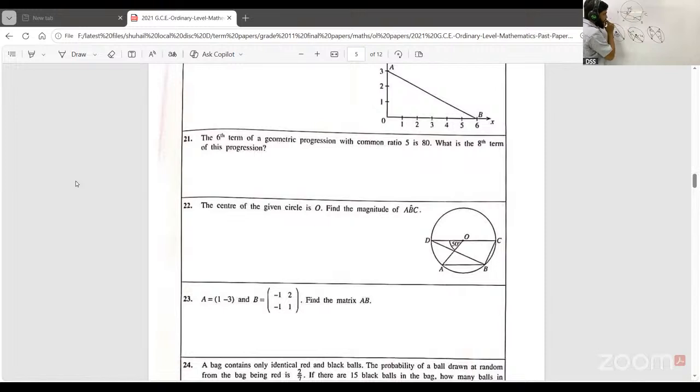The center angle is 50. Can you see? Make it from here. This angle should be how much? Whatever I highlighted, 25. Whatever is on the circumference should be half of the center. Correct.